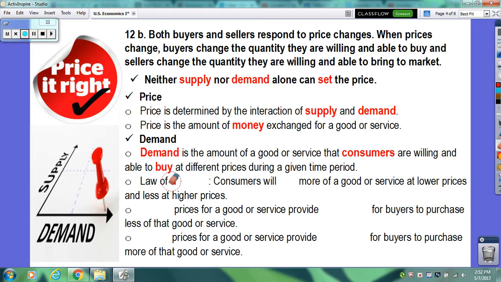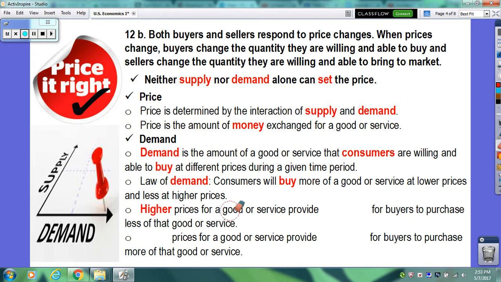So the next point here is the law of demand. So consumers will buy more of a good or service at a lower price and less at higher prices. So the more affordable something is, the more people are going to want to buy it. However, you have to keep in mind quality, and some people are willing to pay more money for a better product because it will be a longer lasting product that will be a better investment in the long run.